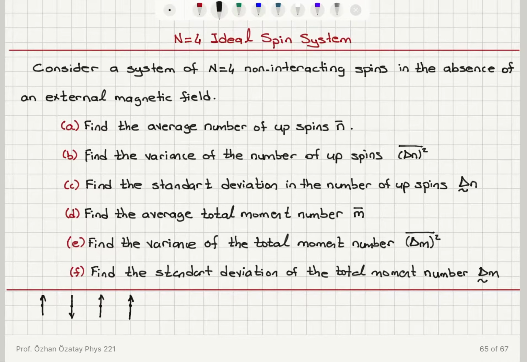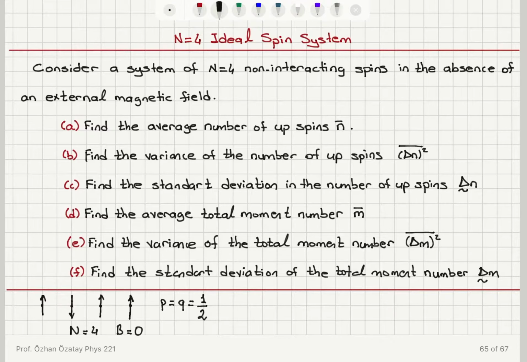Okay, so this is an N equals 4 ideal spin system, and the external magnetic field is 0. And remember what that means. The probability P of having up orientation is equal to the probability Q of having down orientation, equal to 1/2, because there is no preference for up direction over down direction.